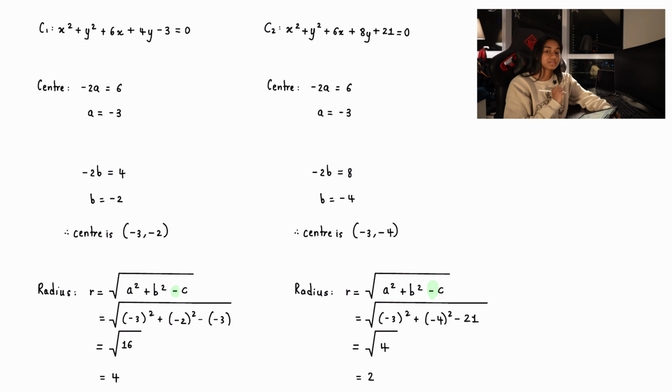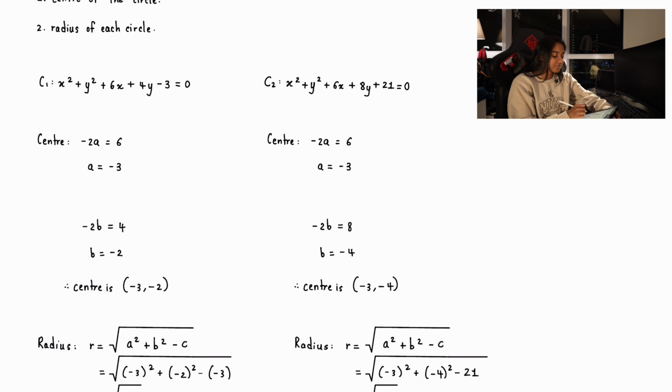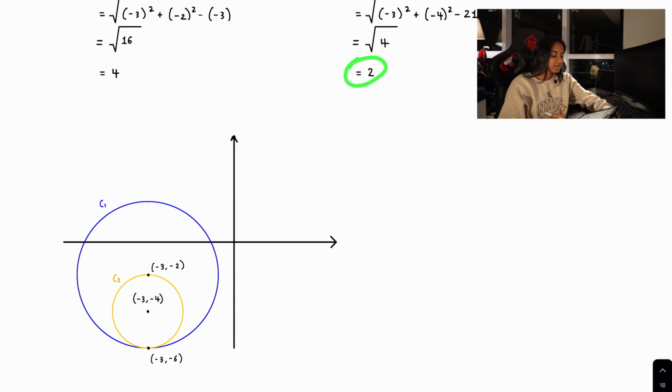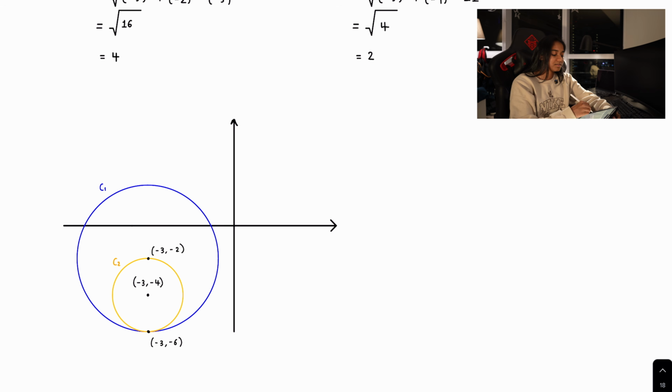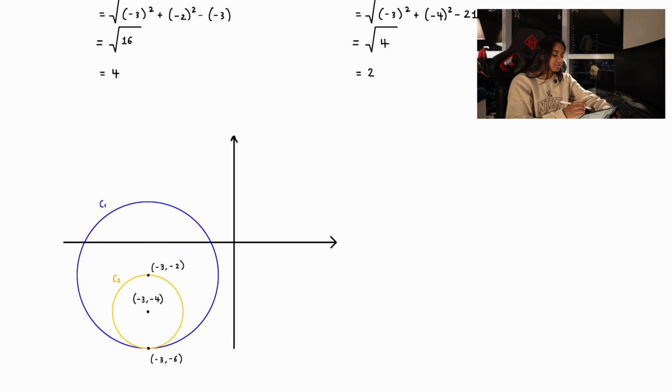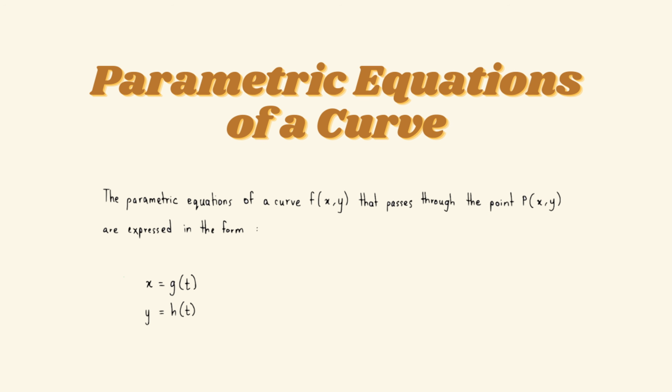Very important to remember this is a negative sign, because when you're plugging it in, you don't want to make a mistake with your signs. Okay, so the radius would be 4 for C1 and the radius would be 2 for C2. And all you do is simply do a quick sketch on the graph, and it's very, very easy to do that. So this is how it should look in the end.